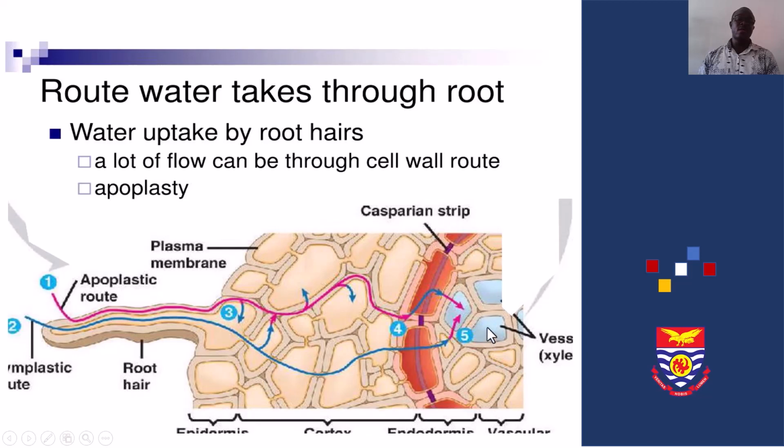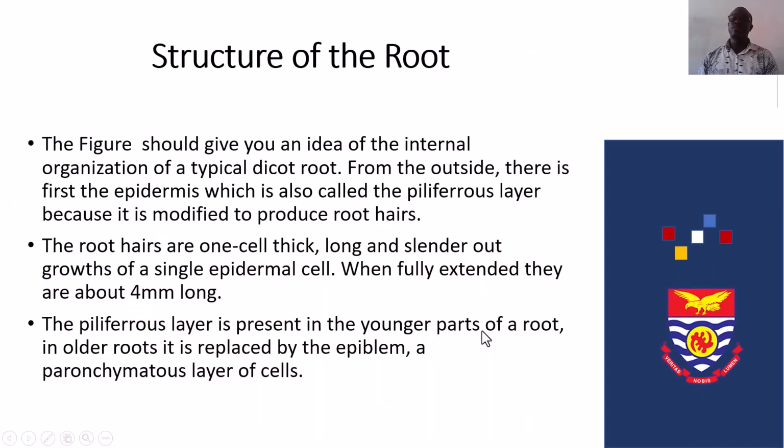Then we have the xylem and the other vessels. So in here we have the Casparian strip. The apoplastic route moves through the Casparian strip into the xylem vessels. So the figure should give you an idea of the internal organization of a typical dicotyledonous root.